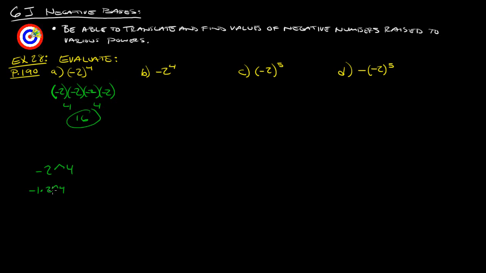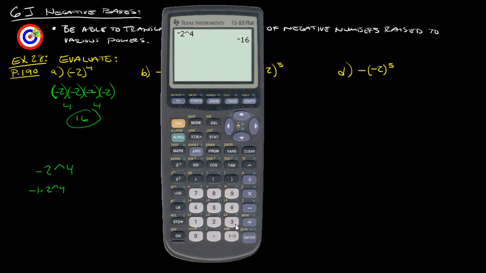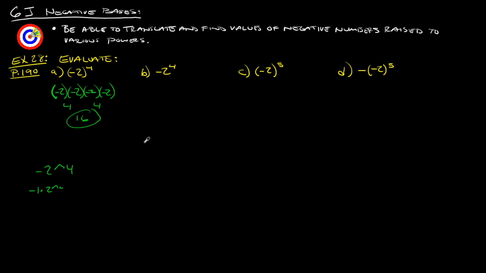So again, it's going to do order of operations. It's going to do 2 to the fourth first, 16, and then multiply it back by negative 1. That's why when you do this on the calculator, you've got to put that in parentheses. Negative 2 to the fourth gives us 16. That will get you the right answer. Alright? So, let's go on to example B.